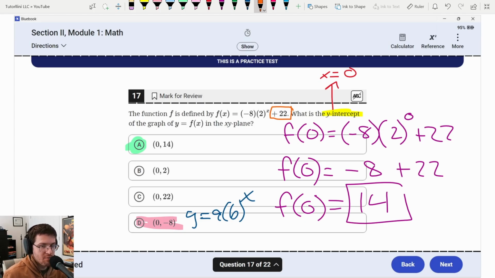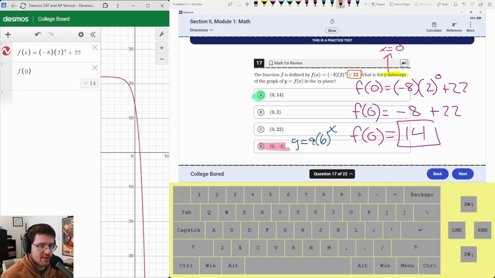Or even better, why don't you just graph it? So let's go do that now. Okay, so I just typed in the function, then I typed in f of 0, and I got 14. You could also just click on the y-intercept, and again, we get 0, comma 14.